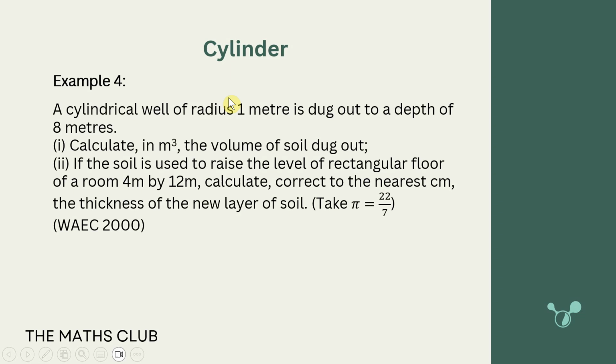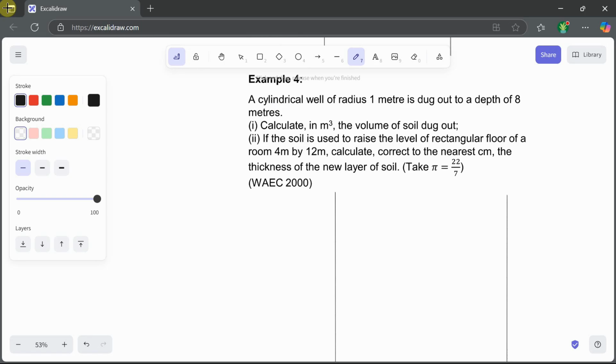Sometimes they might give you a radius of 1 meter and a depth of 8 centimeters or 800 centimeters. You have to know how to calculate and work with only one unit. So just calculate, correct to the nearest centimeter, the thickness of the new layer of soil. Take pi to be 22/7. So if a cylindrical well is dug out, we have the cylinder like this. The radius is 1 meter, so that's from here to here, half of it, and the height is 8 meters.